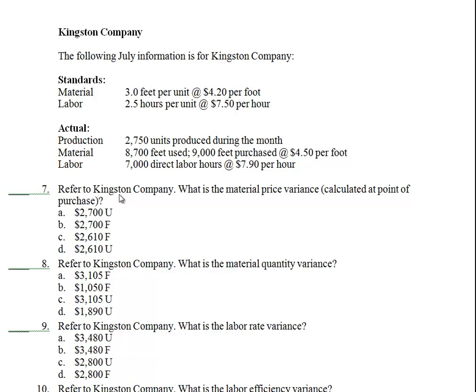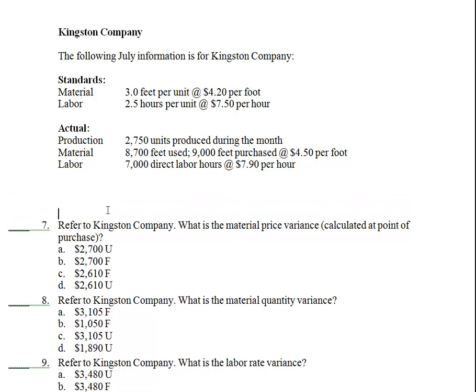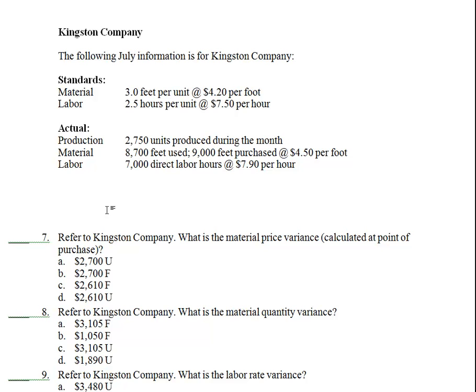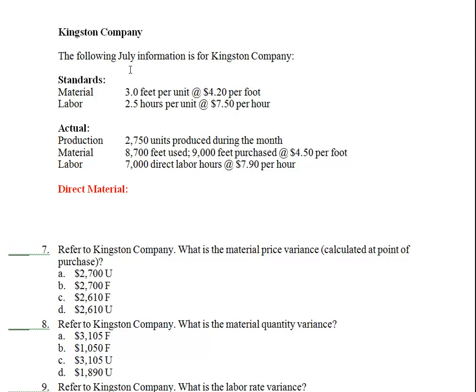So basically, in order to answer these 4 questions, we've just got to set up our 3 columns again. We'll start off with direct material. To answer 7 and 8, we're looking for direct material. We need to use our 3 columns: actual price times actual quantity, standard price times actual quantity, and then the 3rd column is standard price times the standard quantity.